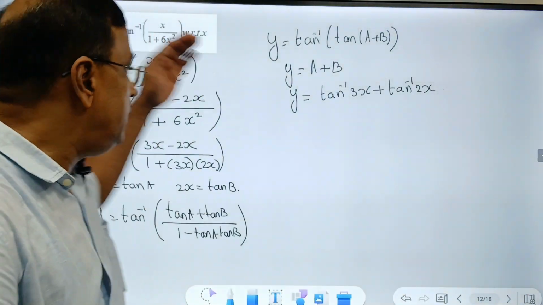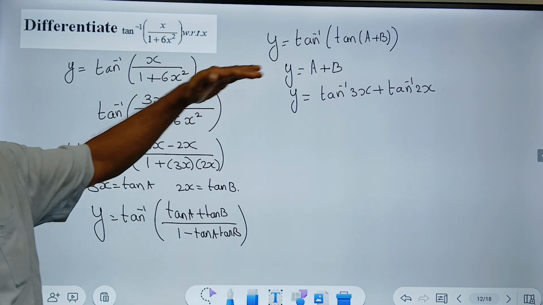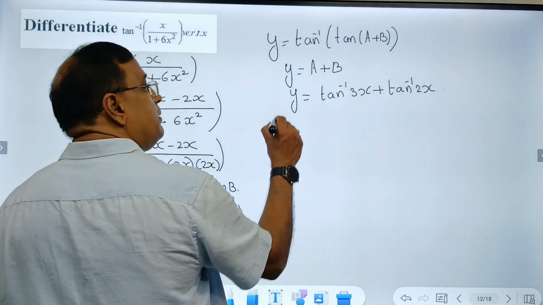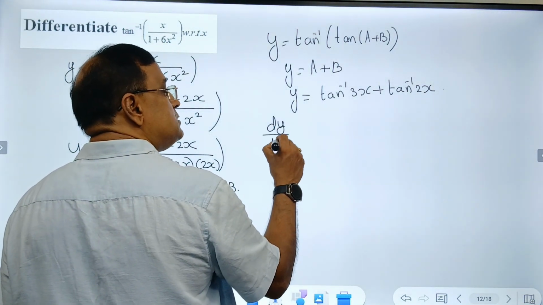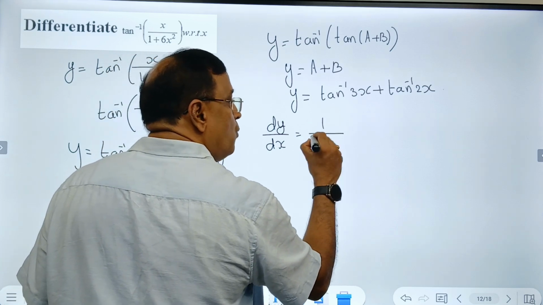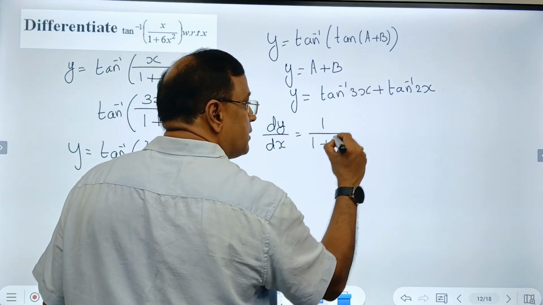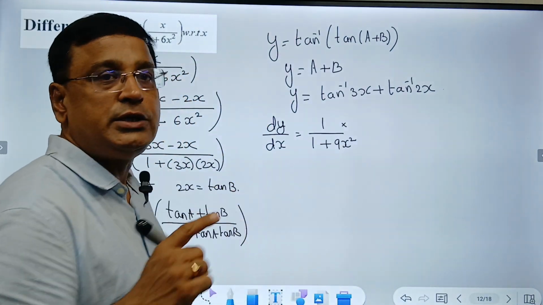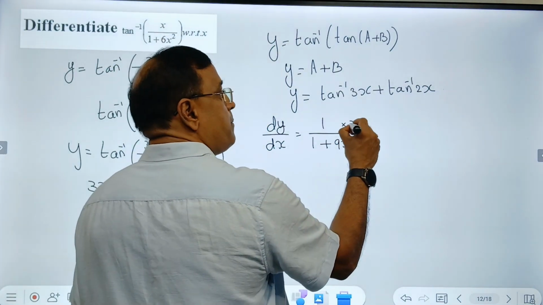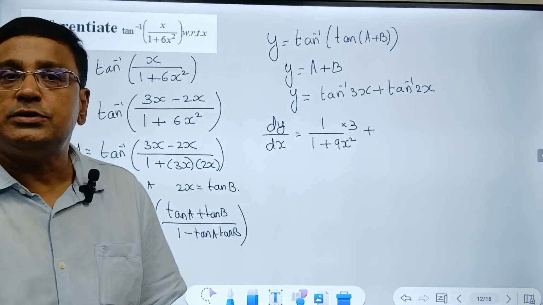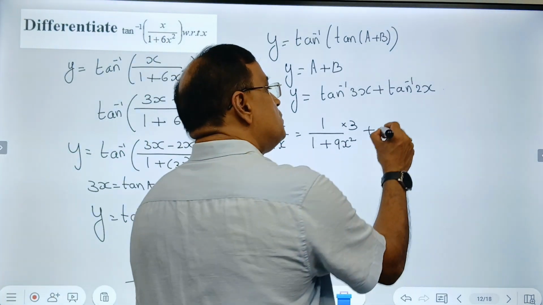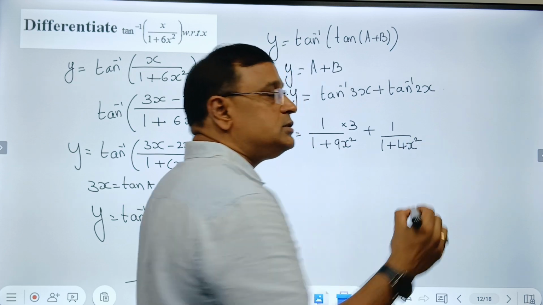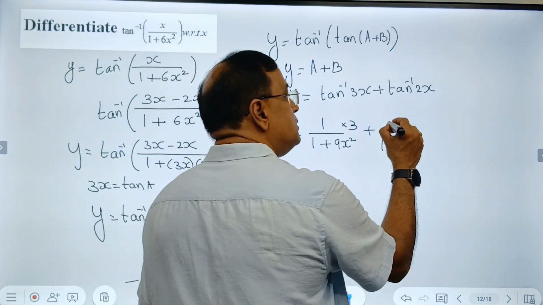Okay. See, I did not do any differentiation. I brought it to the simplest form. In fact, we are revising inverse trigonometric functions. dy by dx: what is differentiation of tan inverse? It is 1 by 1 plus this square, that is 9x square, into what is differentiation of 3x? Differentiation of 3x is 3, plus what is differentiation of tan inverse of 2x? It's 1 by 1 plus 4x square. And what is differentiation of 2x? Differentiation of 2x is 2.